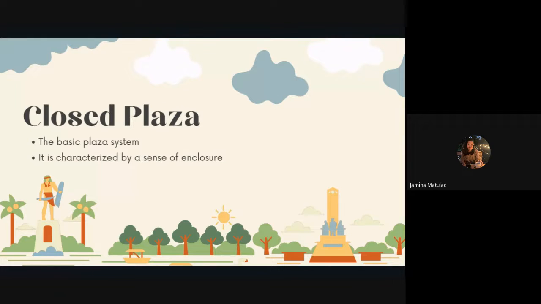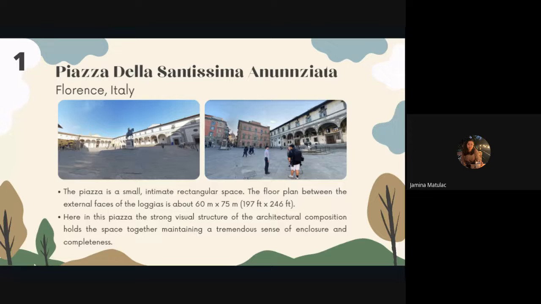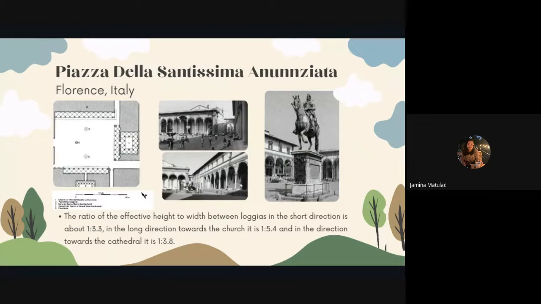If I go to our examples here, our first example is the Piazza della Santissima Annunziata in Florence, Italy. This is an intimate rectangular space, and in its plan, it has one major entrance and three minor exits. You can see that the corners are open, but according to Moughtin, these outlets are narrow and the buildings are still visually linked together.